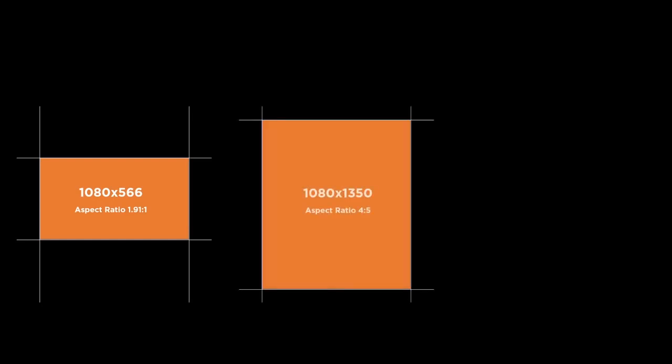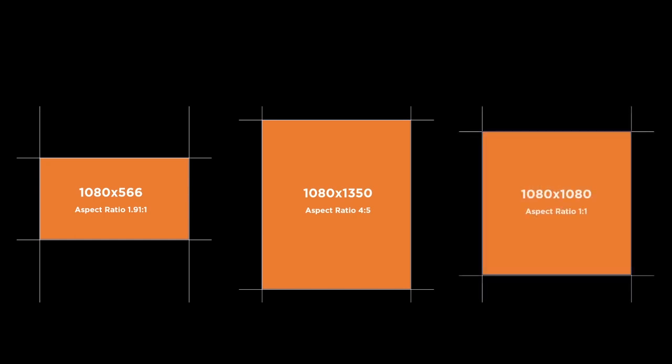The goal of this video is to explain the different types of Instagram frames and how you can use them to your advantage. These are the commonly used frames by designers. We have landscape with the frame size 1080 by 566 and the aspect ratio of 1.91 by 1. And we have the portrait, which is 1080 by 1350 with the aspect ratio 4 by 5. And we have the square, which is 1080 by 1080 and the aspect ratio is 1 by 1.